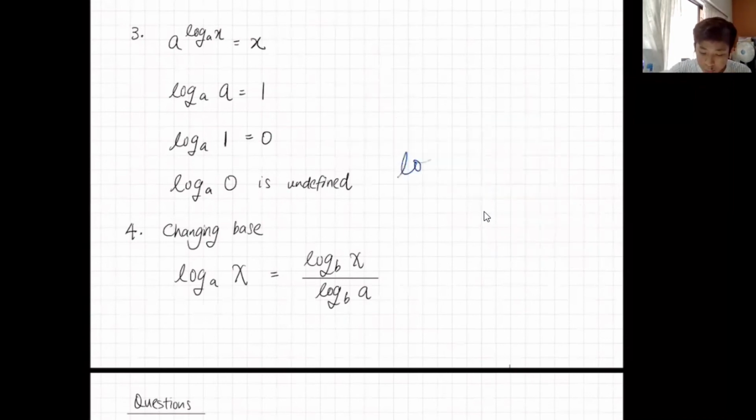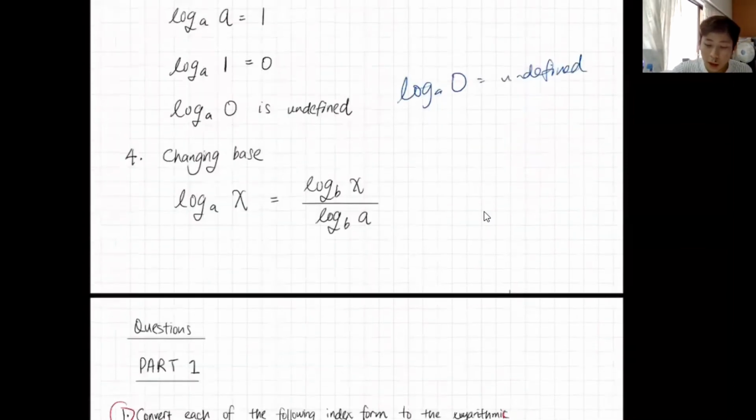Okay, log a of 0 is undefined. What is undefined? It means that it's a maths error. It cannot be defined. You cannot define it. There's no answer for it. It's illogical, you know. Basically, a to the power of what gives you 0? This is the question. You can try values yourself.